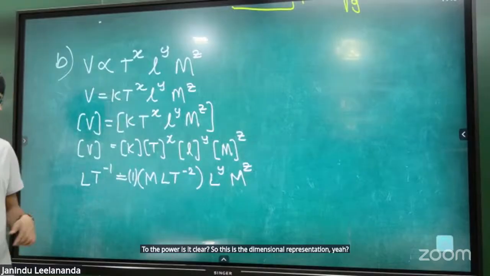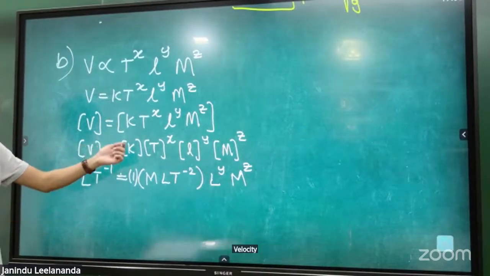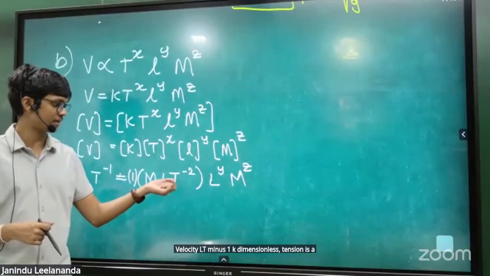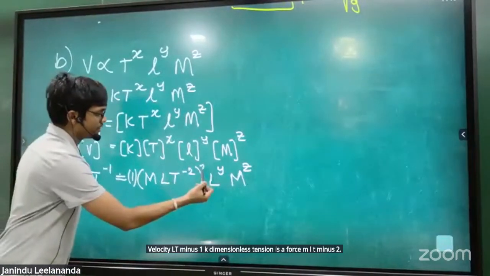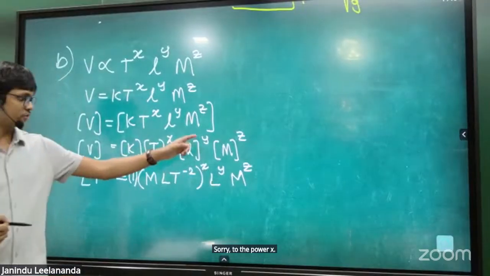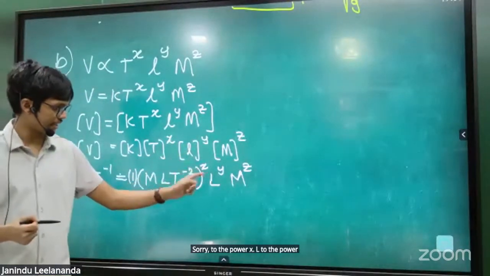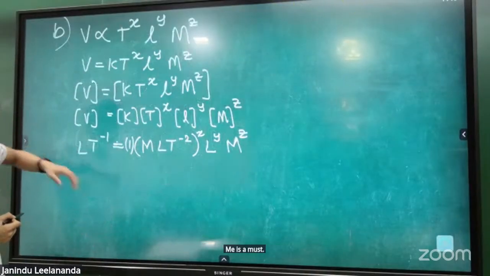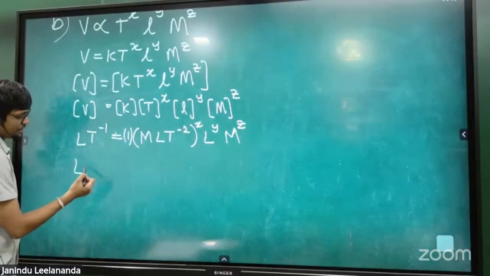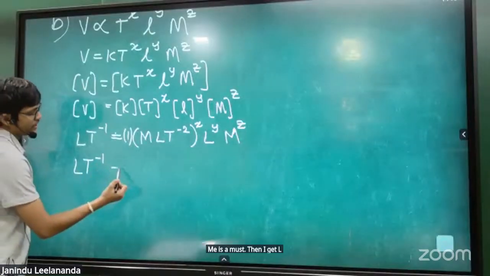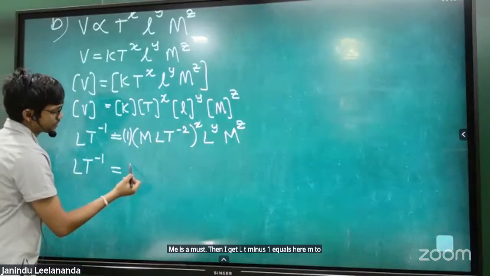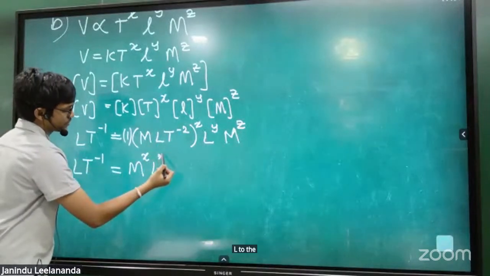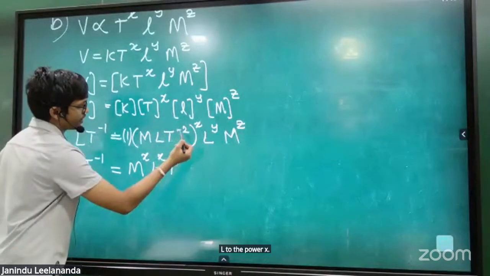Clear? Velocity L T minus 1, K dimensionless. Tension is a force, M L T minus 2, to the power X. L to the power Y, L is a length, M is a mass. Then I get L T minus 1 equals here M to the power X, L to the power X, T to the power minus 2X.